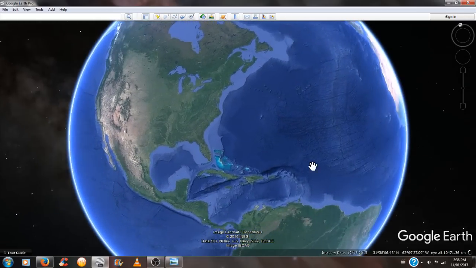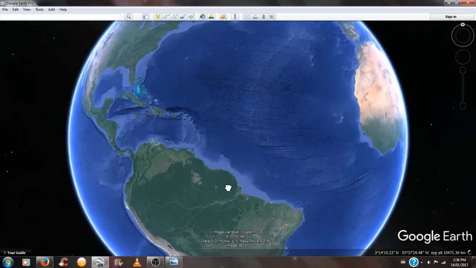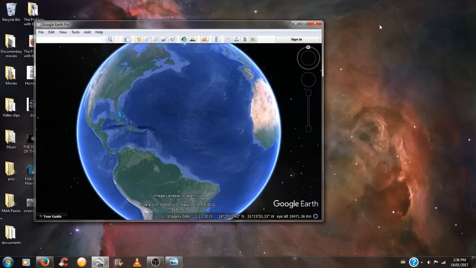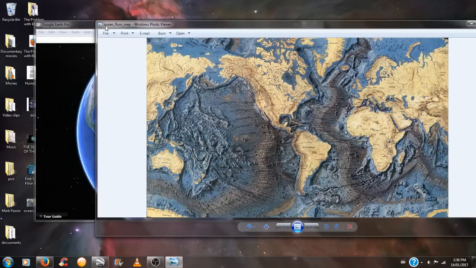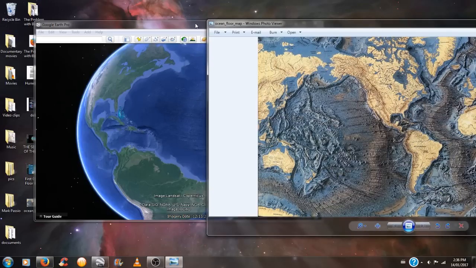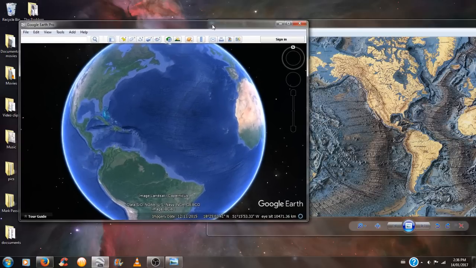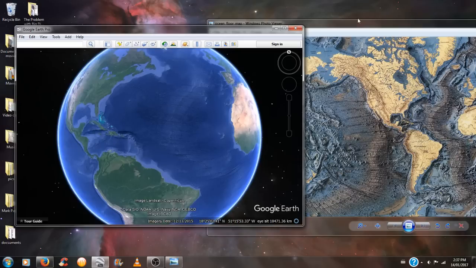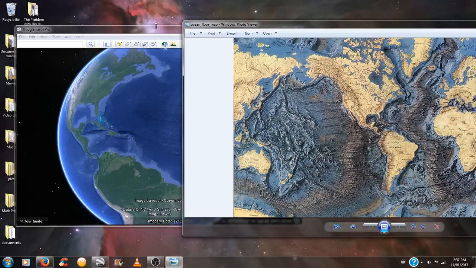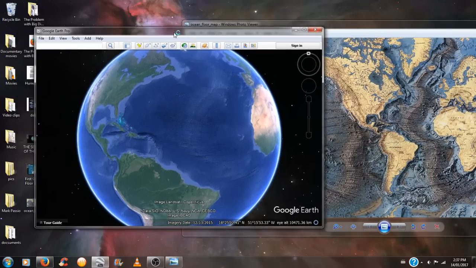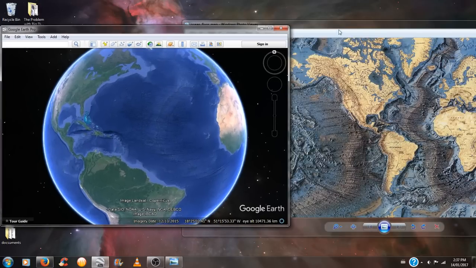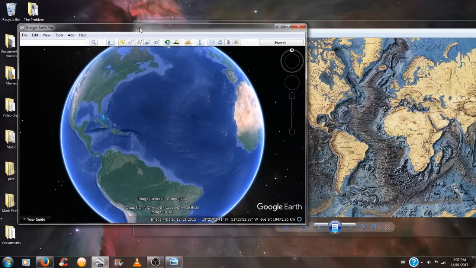So let's compare again. This is not exactly professionally done here, but you'll get the idea. I'll do my best to line these up so you can see the difference. Concentrate on this ridge here. You can clearly see it.